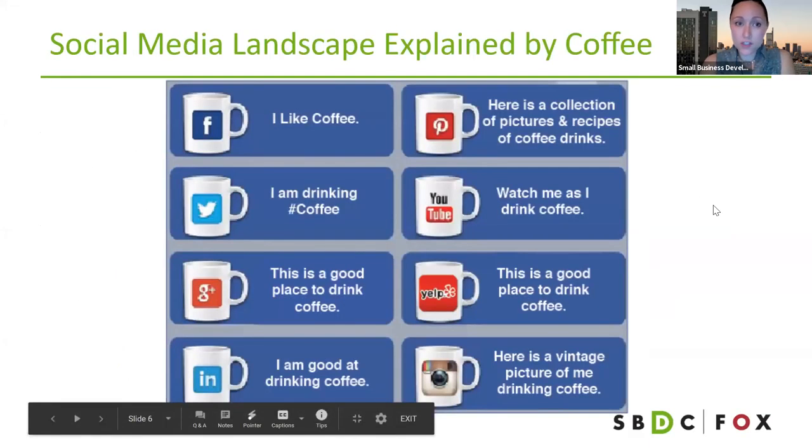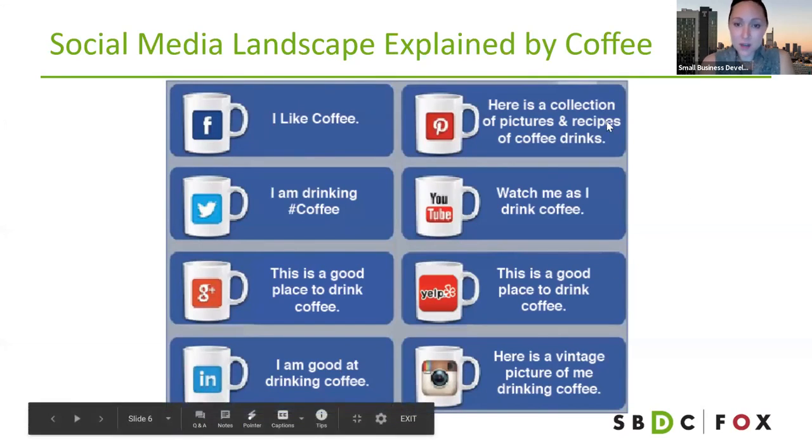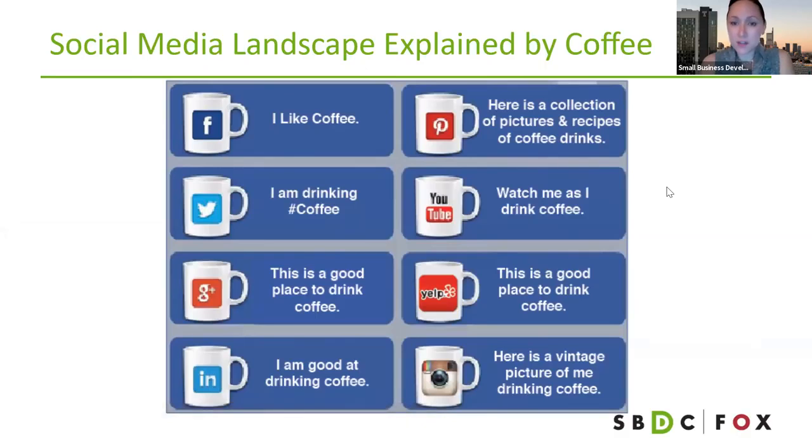All right, so let's talk generally about the social media landscape. This is a silly infographic, but it's kind of helpful to explain the differences. So Facebook: I like coffee. Twitter: I'm currently drinking a coffee. Google+: this is a good place to drink coffee. LinkedIn: I am good at drinking coffee. Pinterest: here is a collection of recipes for coffee.